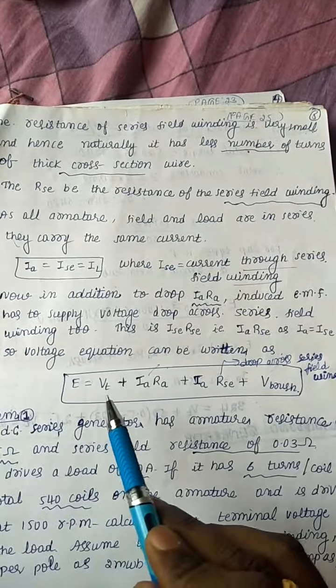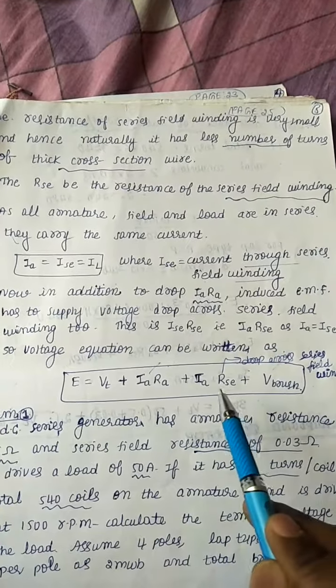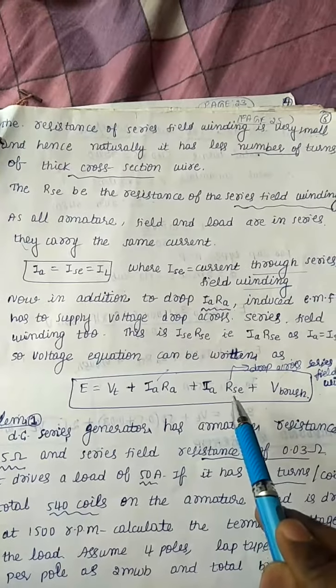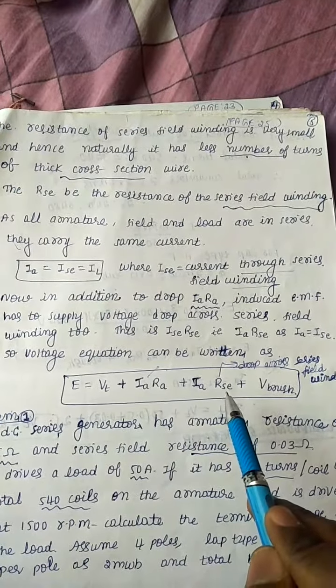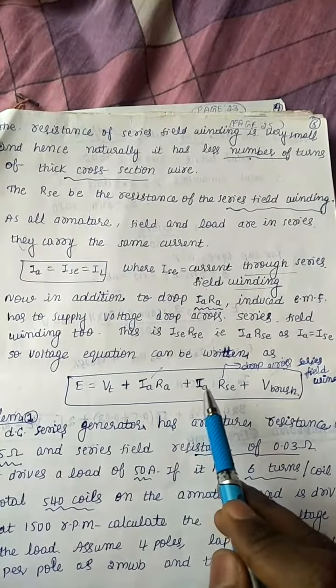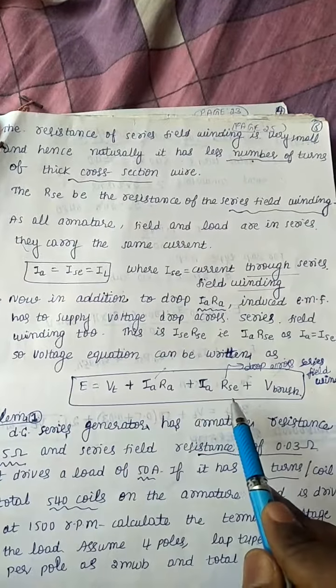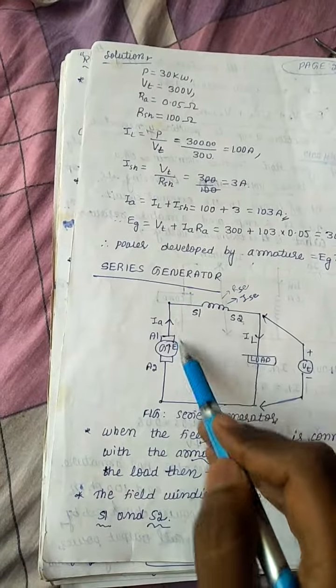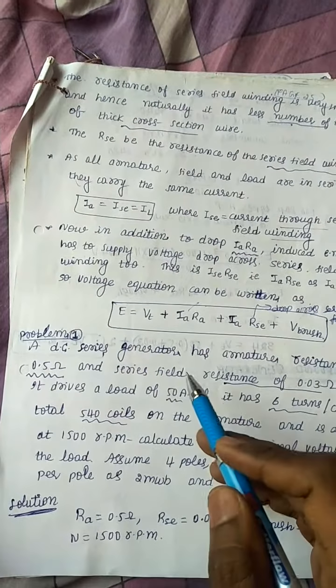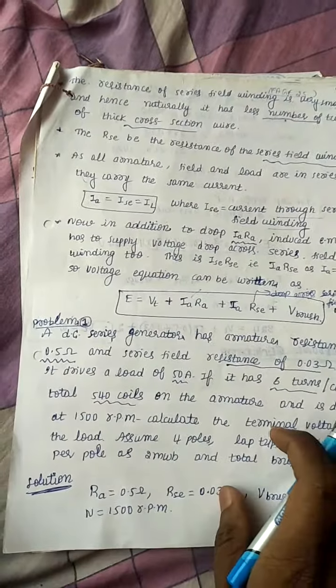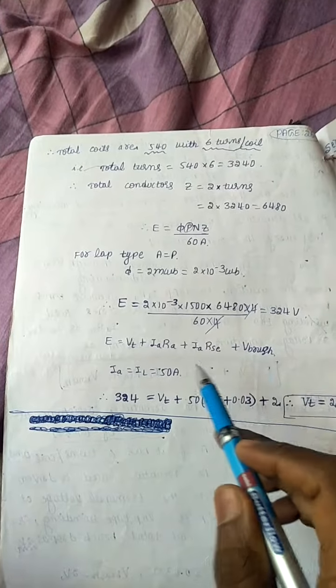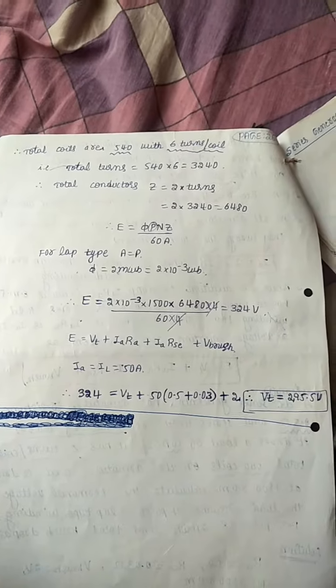Then E is equal to Vt plus IaRa plus Ia times RSC plus V brush. Here you have to consider the field winding resistance, which is connected in series. That is ISC into RSC, but ISC is Ia, therefore Ia into RSC, plus V brush. Here you have the problem on the DC series generator. You just go through that. It is direct substitution, you have the formulas.